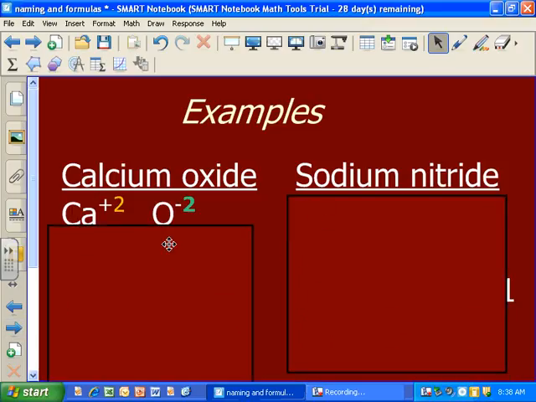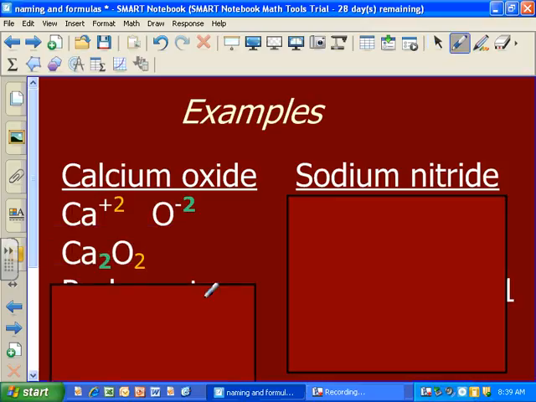Okay, calcium oxide. Your first step is to look up calcium and oxygen on your periodic table. Calcium's oxidation state is +2. Oxygen's is -2. Please take a moment to pause this and confirm that you can find that on the table. When we crisscross, what is happening is oxygen's 2 is coming down to the bottom right of calcium, and calcium's 2 is coming down to the bottom of oxygen. So you see how the yellows and green have crisscrossed and become little subscripts.